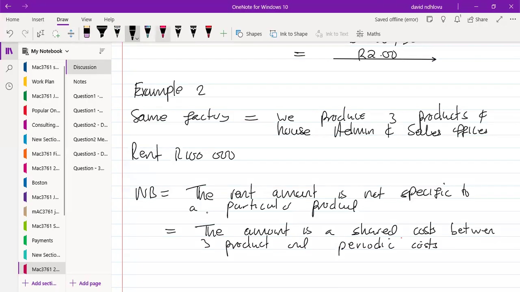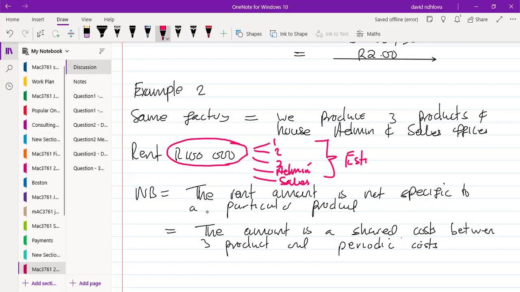Now we are saying it is therefore difficult to allocate this cost to a single product. We'll have to split this between product 1, product 2, product 3, admin, and sales. Because of that, it is impossible to accurately calculate cost per unit. To split the 100,000 between those five variables that we have, we have to use estimation.